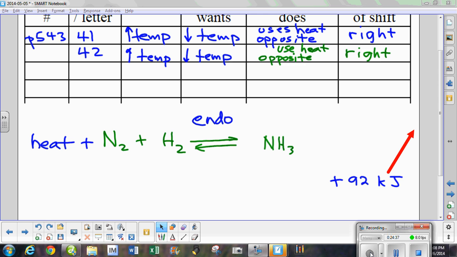Okay, if I remove heat, Le Chatelier wants to make heat. He's got to go to the left to make heat. Is that going to give us more ammonia going left? Come on, ammonia is taken apart when you go left. You're making more ammonia when you go right. Add heat, drives it to the right. That's it, folks. Hope this helps.